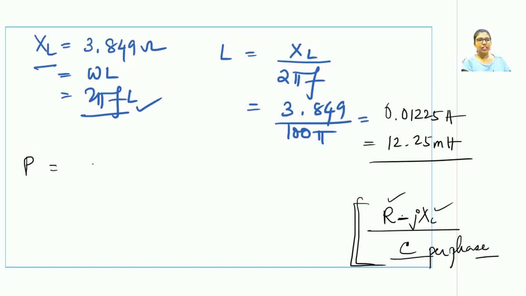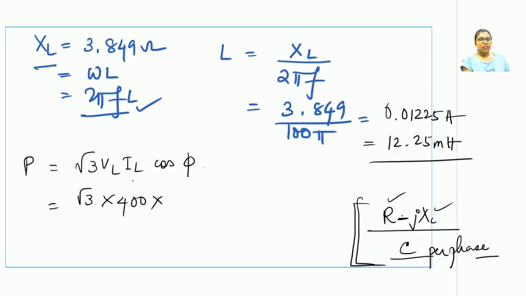One is required to find out the total power consumed, which is given as root 3 VL IL cos phi. Substitute the values known to us. Now most of the time I have a habit of using this expression. Now have we computed the value of IL in this numerical? No. So can I use this expression? Of course I can use this expression if I figure out the value of IL. But why do the computation?